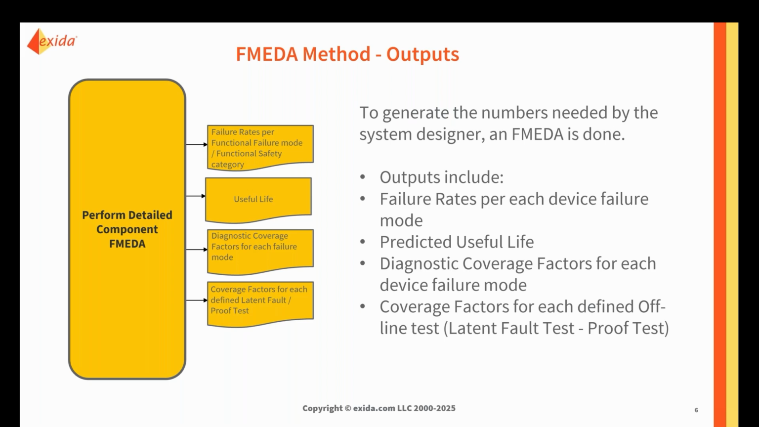Outputs we get from an FMEDA are the failure rates for each failure mode of the device, typically done in functional safety categories: safe, dangerous, annunciation, don't care, high, low, and so forth. Useful life is an output. Diagnostic coverage factors for each failure mode, and of course, coverage factors for each defined offline test. Depending on which industry you're in, that might be called a latent fault test or a proof test. So we have a nice set of outputs.